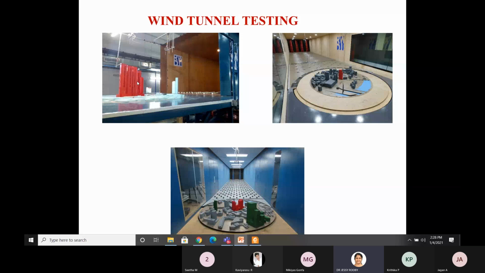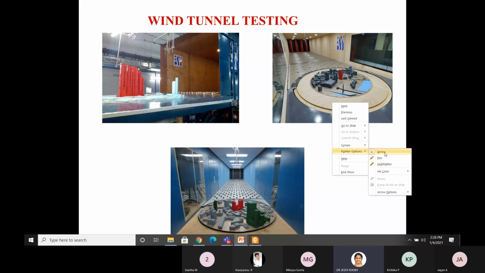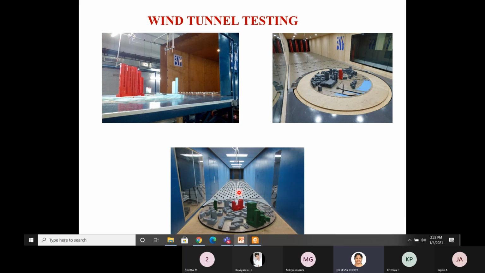This is the wind tunnel testing we have to do before you construct any building. The building has to be placed in the wind tunnel, where the entire atmosphere is created. You can see here this red color is the building to be tested. Can you see here? These are all the surface roughness that is created.